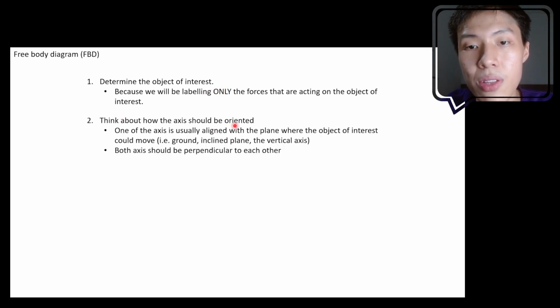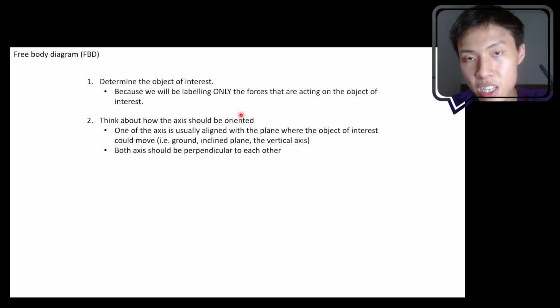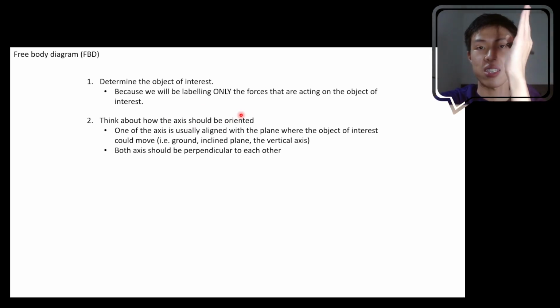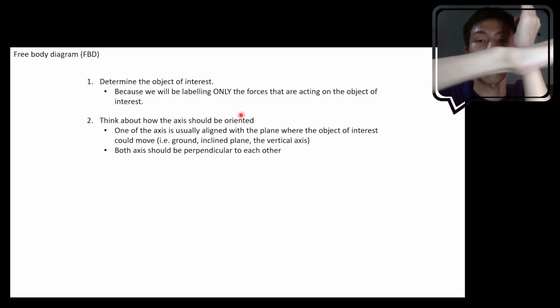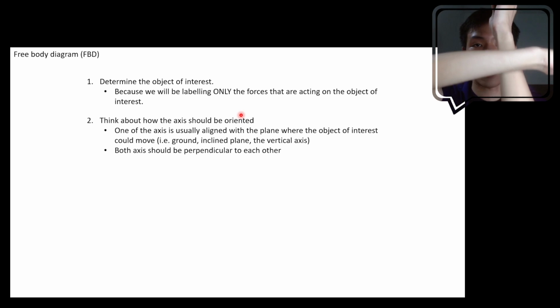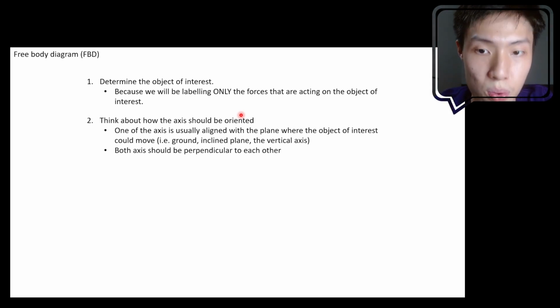Next, you think about how the axis should be oriented. When I say axis, it's the x and y axis that you usually hear of. But if you review back in chapter 1, I mentioned that the x and y axis can sometimes be oriented not in the horizontal and vertical way that we usually think. Occasionally, it can be slanted to accommodate the situation that we have.